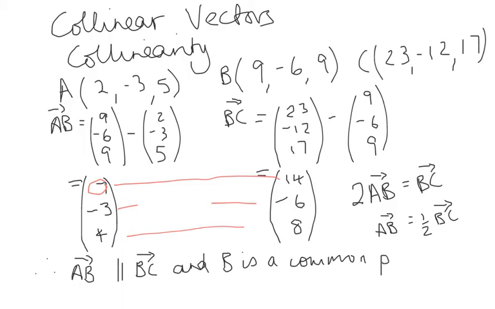So they're not only parallel, they're actually in a straight line connected by B, the common point. AB is parallel to BC and B is a common point, so ABC are collinear. Exactly the same as in 2D.